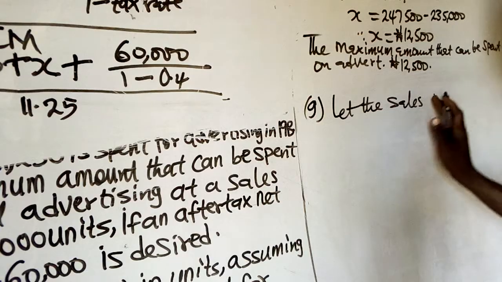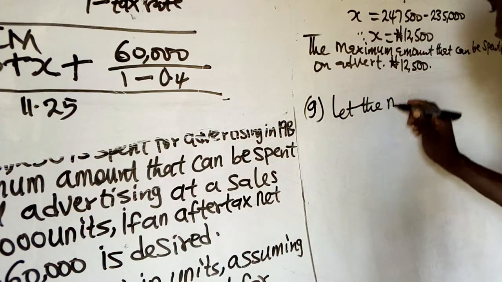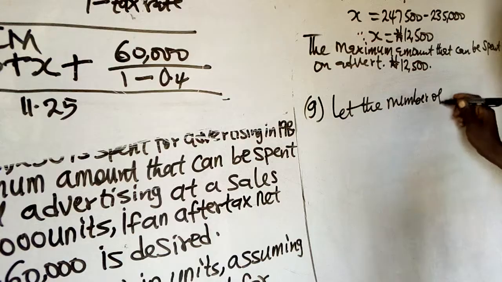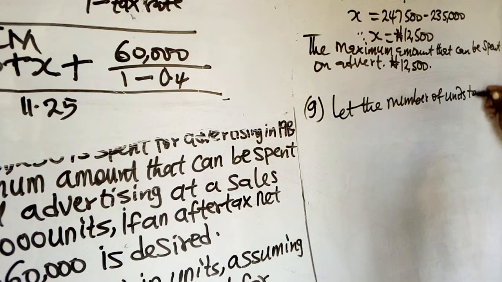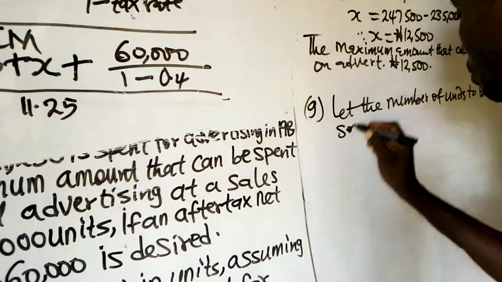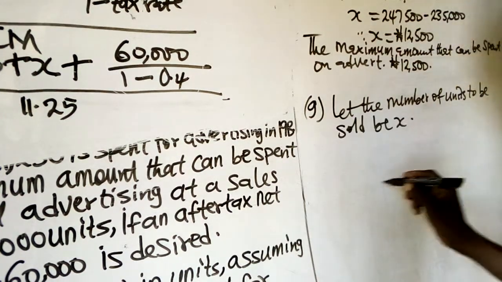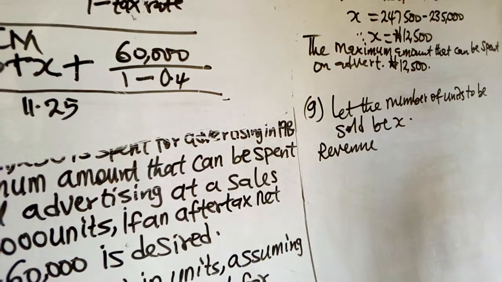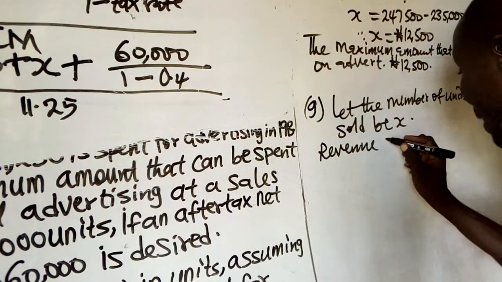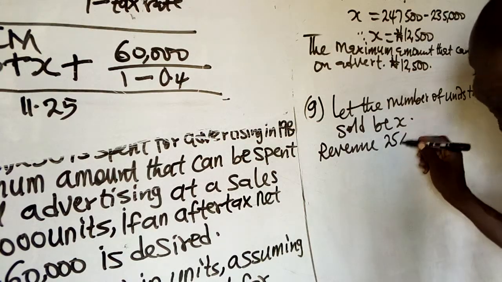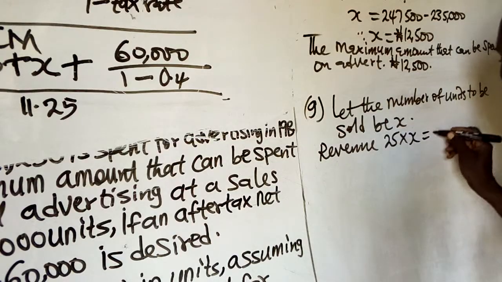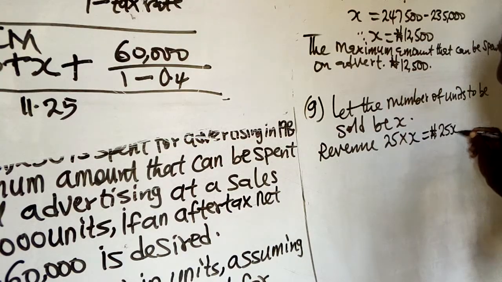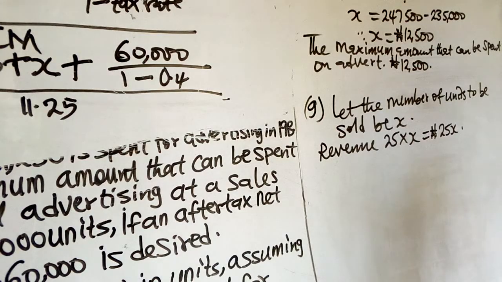Let the number of units to be sold be X. Therefore, this is the number of units to be sold next year. So the next year's revenue, if the selling price remains 25 naira as given earlier, times the number of units, that means you have 25x naira. That will be the sales revenue for next year.